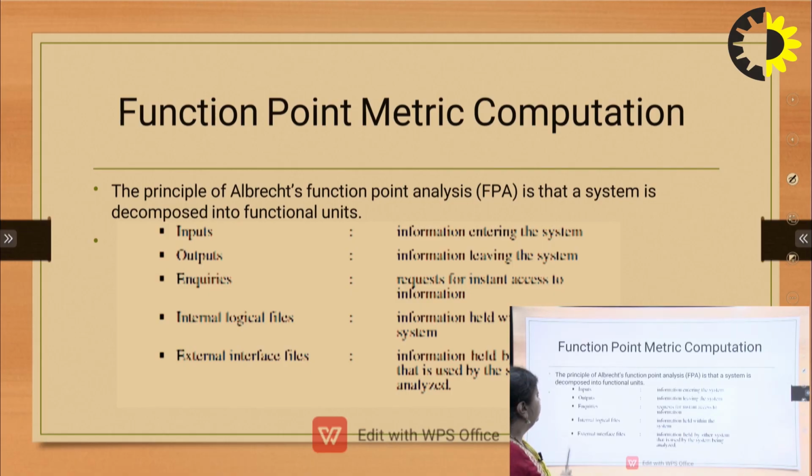Now these are the functional units into which the entire system is decomposed using Albrecht's function point analysis. So what are these 5 functional units? As we have already been discussing, let's go into some details of these units. First is the input. What is my input? It is the information which is being entered into the system by the user. Then the next unit we will focus on while using FPA is the outputs, that is the number of outputs, or we can say the information which is leaving the system.